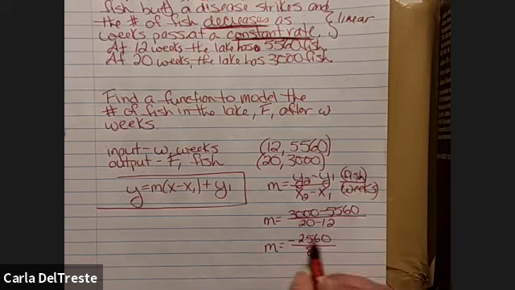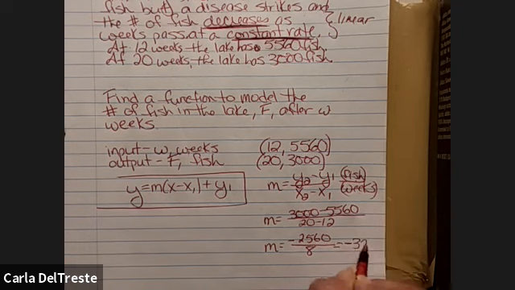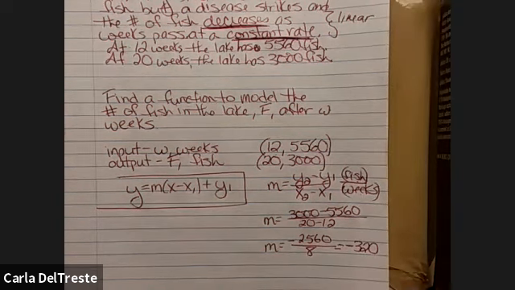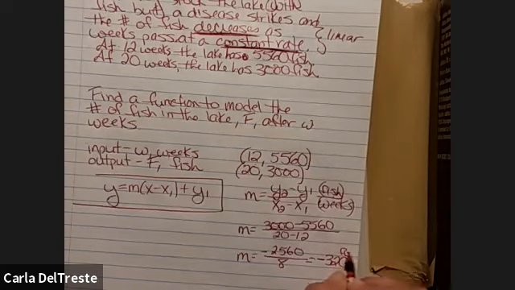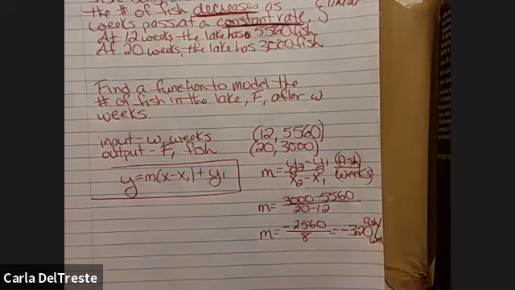So I can either keep this as a fraction, or I could simplify this. It winds up being negative 320, but again, units are fish per week. So I'm losing 320 fish per week, or each week.